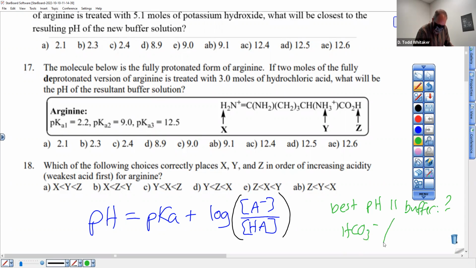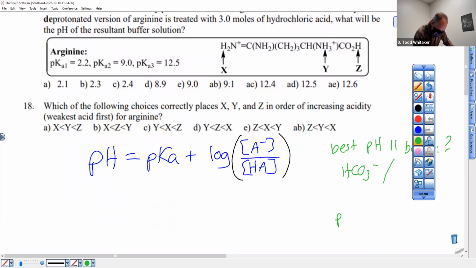HCO3 minus, and what's its conjugate? Do I want its conjugate base or its conjugate acid? Carbonic acid would be a mixture that has a pH of 6. Best pH equals 6 buffer. I'm going to put down bicarbonate again and H2CO3. How do you answer this? Oh, geez, don't change, they got to be a conjugate pair, people.